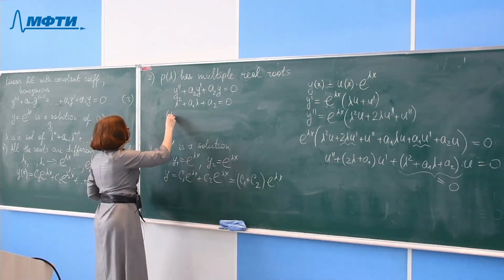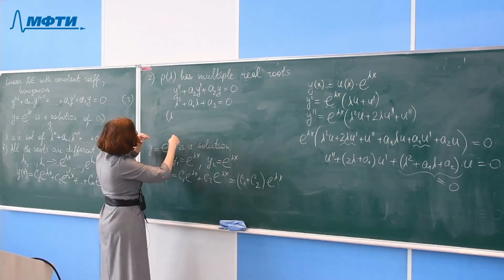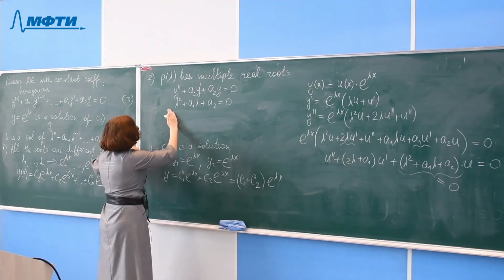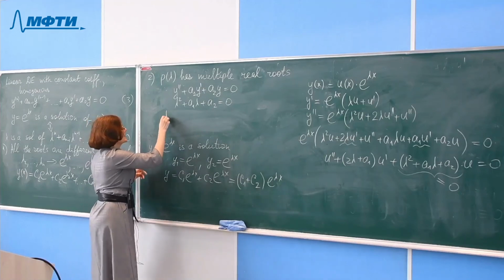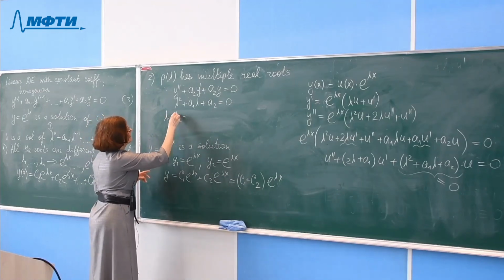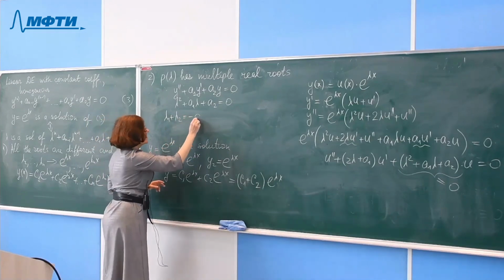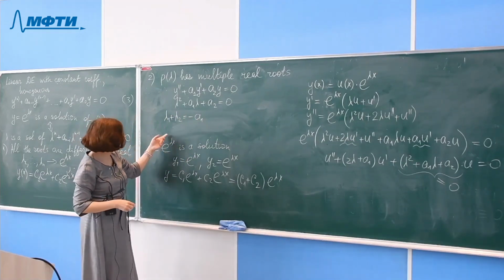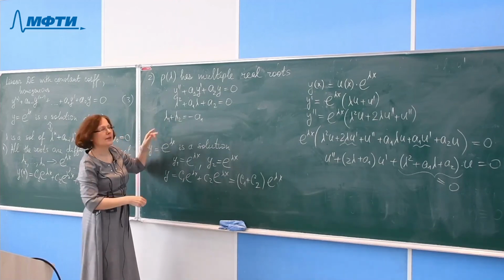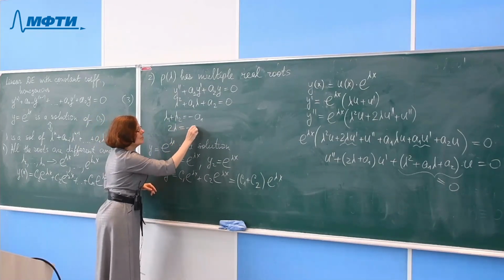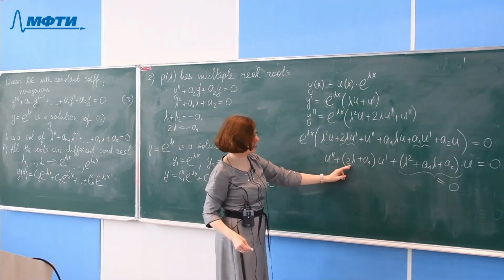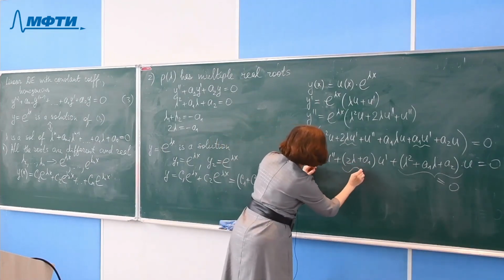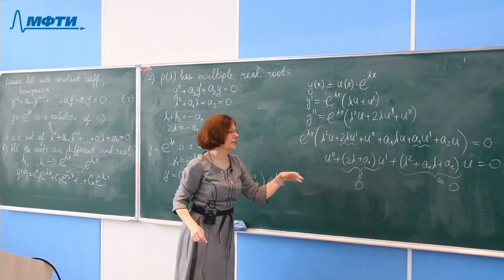Or maybe we may use the following. Do you know Vieta's theorem? So what is the sum of the roots? Lambda 1 plus lambda 2 is equal to minus a1, right? But if we have the multiple root, then we have the following: 2 lambda equals minus a1. So you can see it here, right? So 2 lambda plus a1 is also equal to 0 due to the fact that lambda is a multiple root.